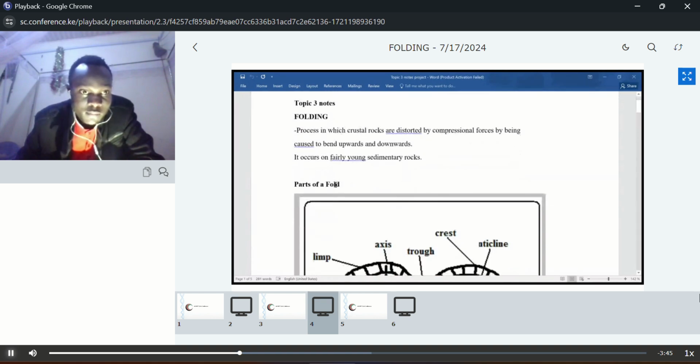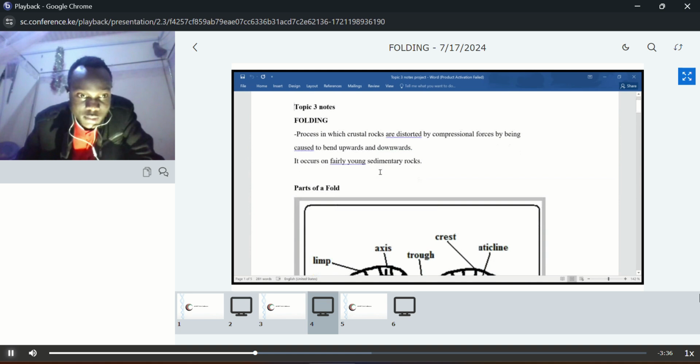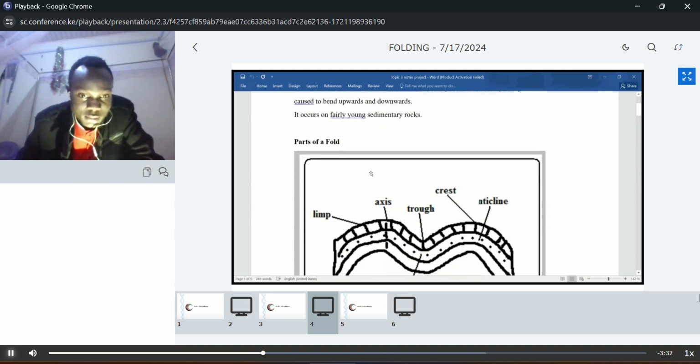Folding, we say that folding is the process in which crustal rocks are distorted by compressional forces by being caused to bend upwards and downwards. And it occurs on fairly young sedimentary rocks.